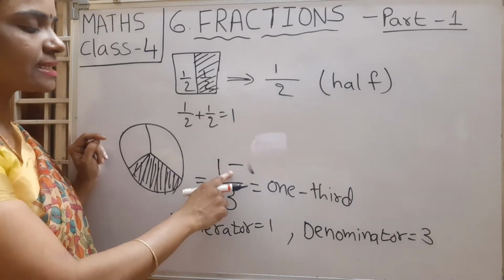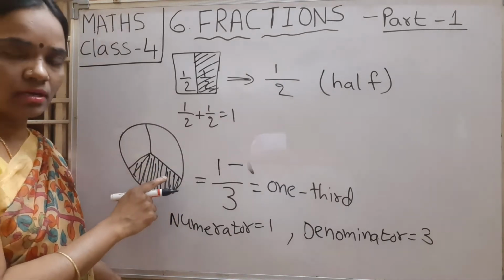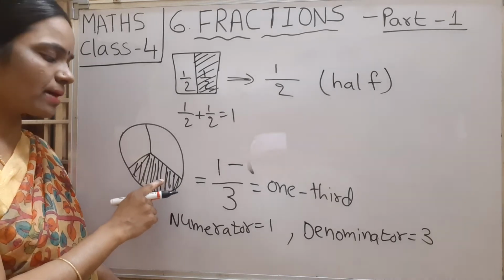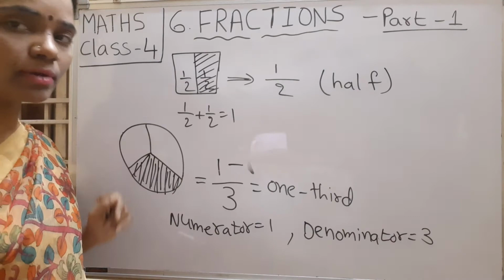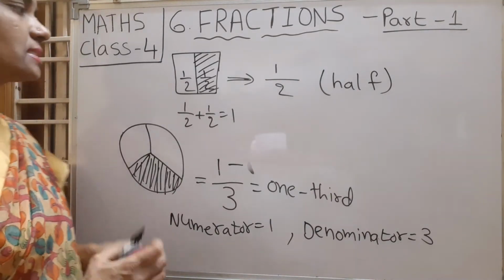Here the numerator tells us the number of shaded parts, and the denominator tells us the total number of equal parts. Shall we take some more examples, children? Yes.